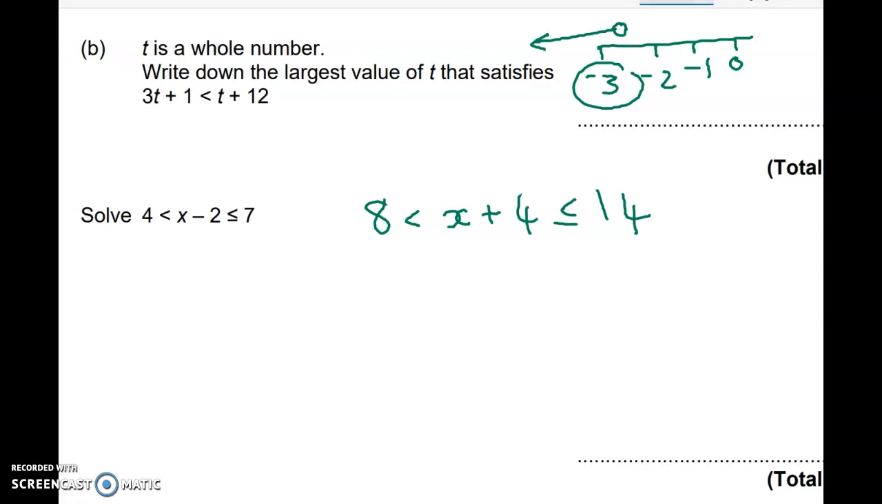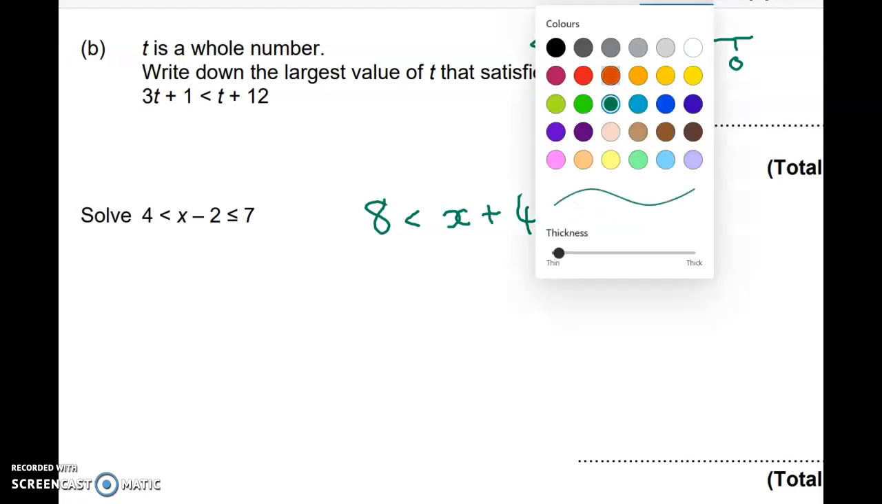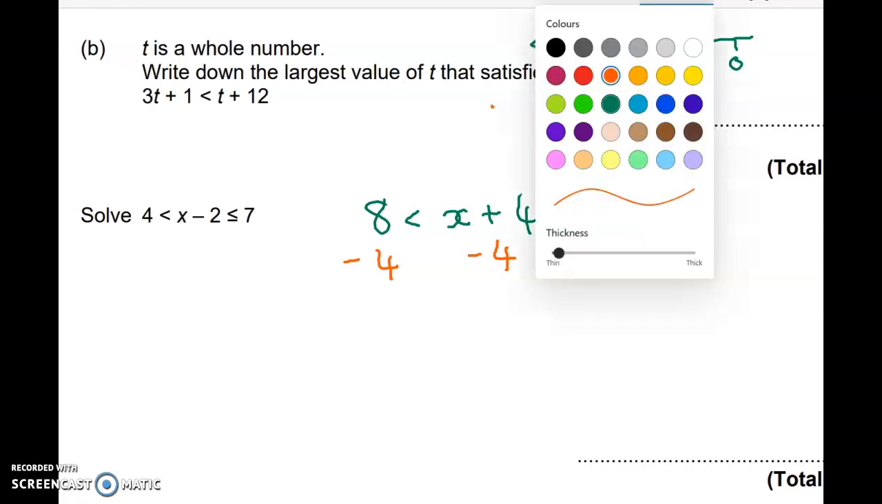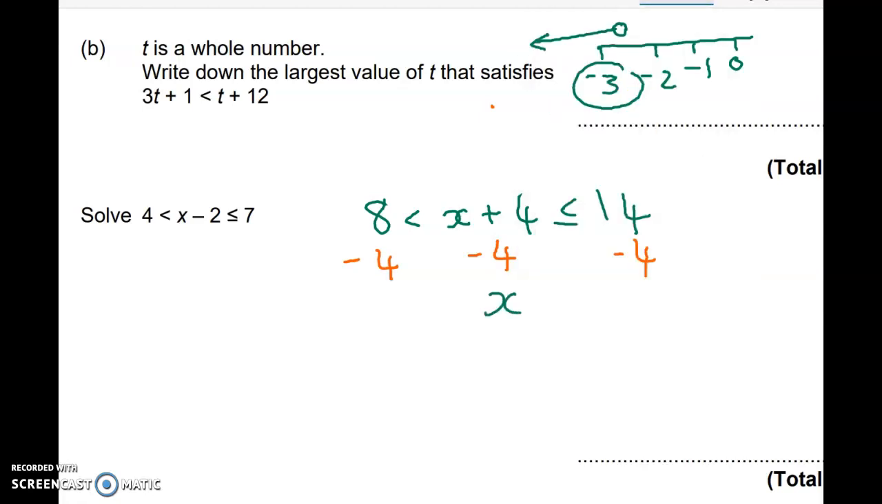Here we're still using our opposites. I want just x on its own, so I've got to get rid of this plus 4. So I'm going to minus 4 from here, which means I've got to minus 4 from over here, and minus 4 from over here. So I end up with x in the middle on its own, 4 is less than x, which is less than or equal to 10.